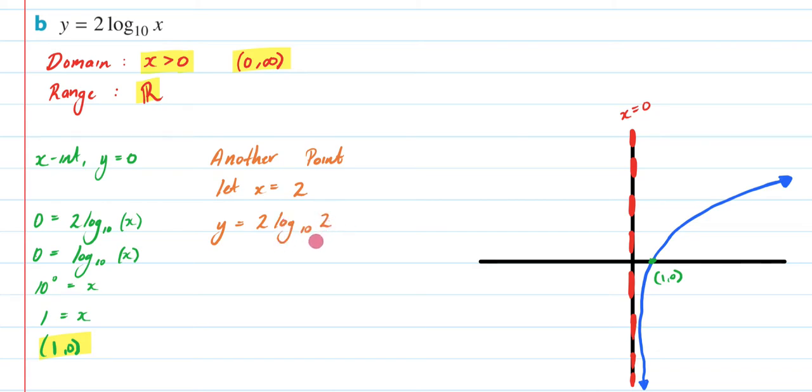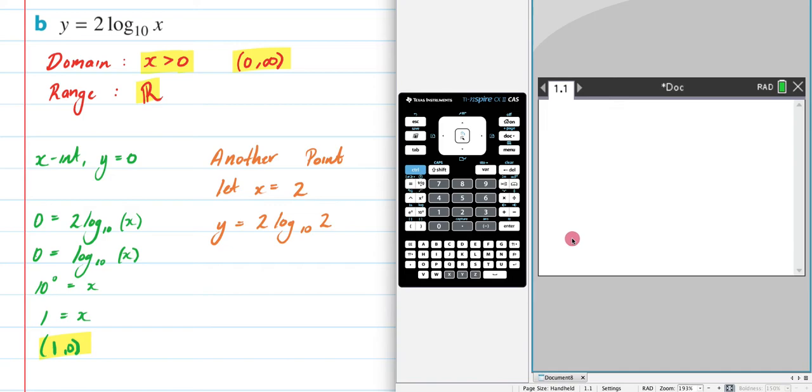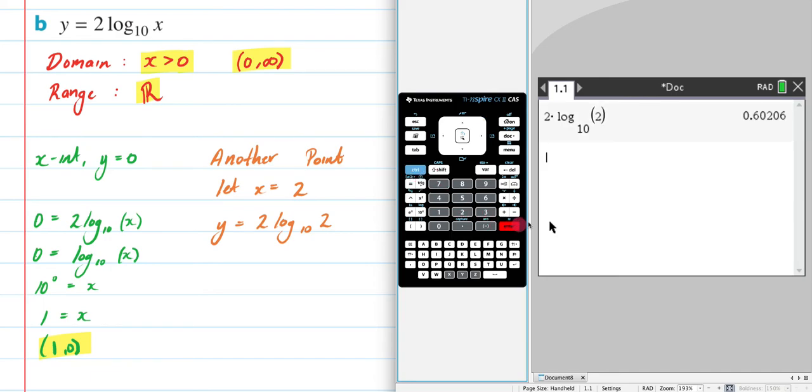Now, do you know what that is? Because I don't. So that means we're going to have to use our CAS, and that's why I don't like doing this, because I don't like using my CAS. Well, I do, but if it's unnecessary, why do it? So we're going to get 2, control log base 10 argument 2, then control enter to get the approximate, which is going to be 0.602.